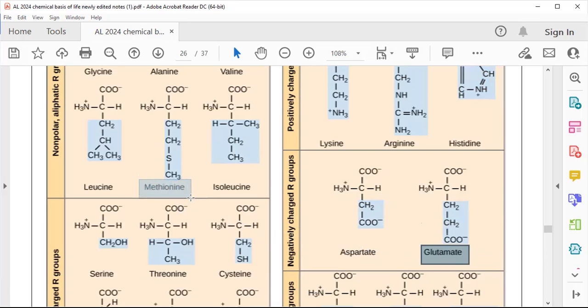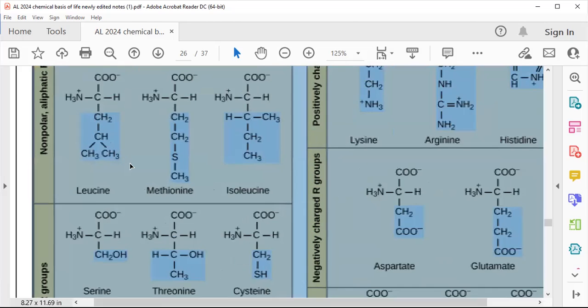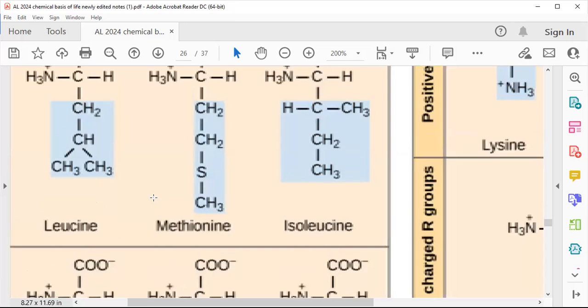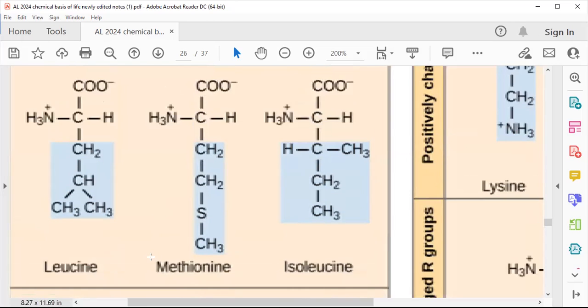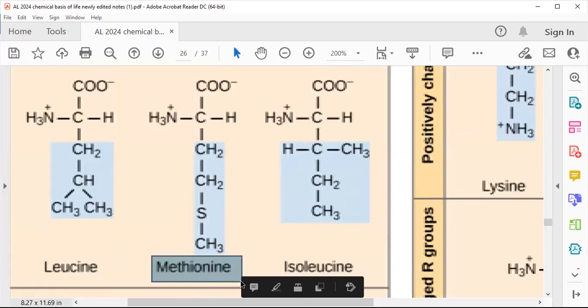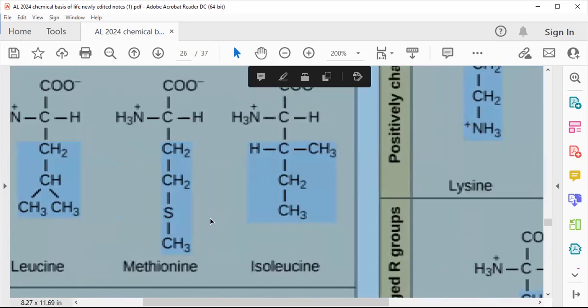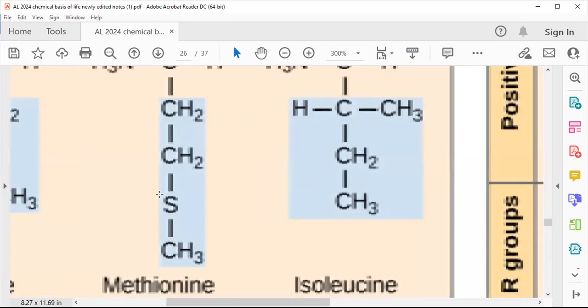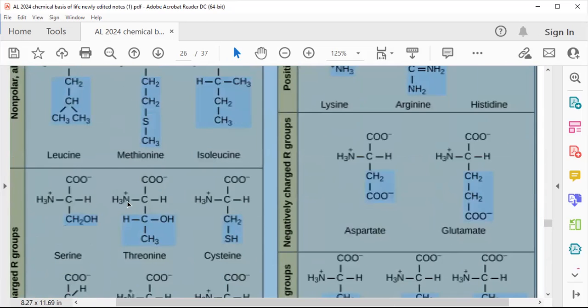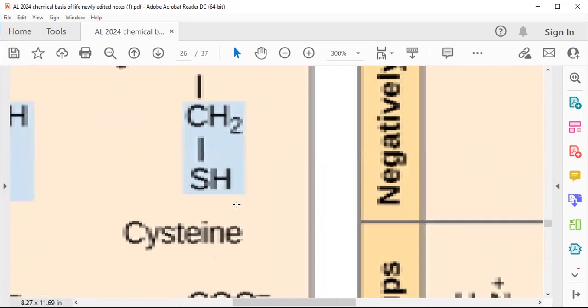Read this one. Read that name. Methionine. Correctly read it. Methionine is a special one. What is the speciality? What is the special atom? Sulfur. Okay. And here is cysteine.